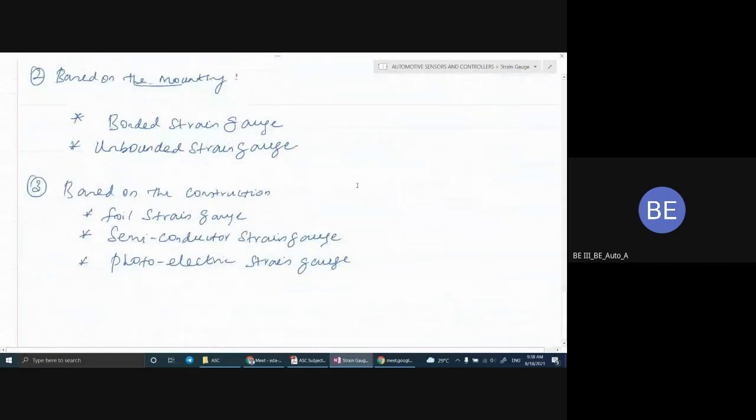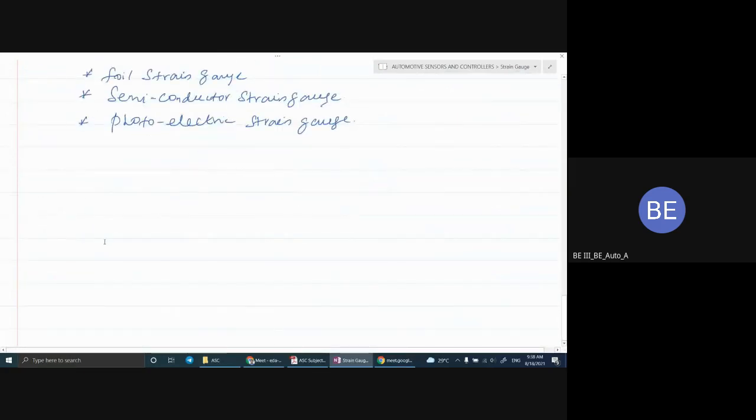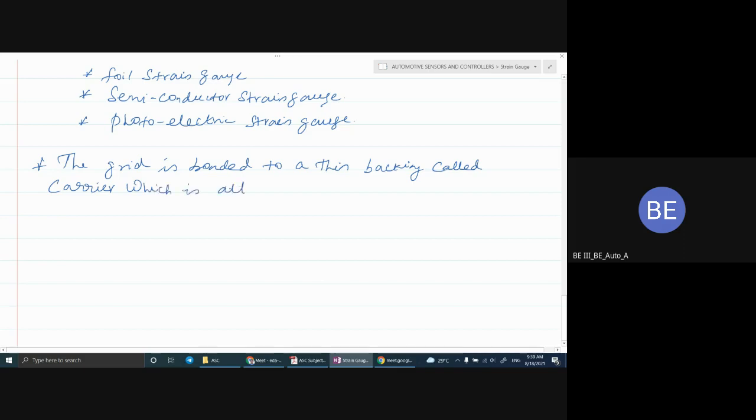Let me write it so that you can further understand. The grid is bonded to a thin backing called carrier, which is attached directly to the test specimen. Is it clear?